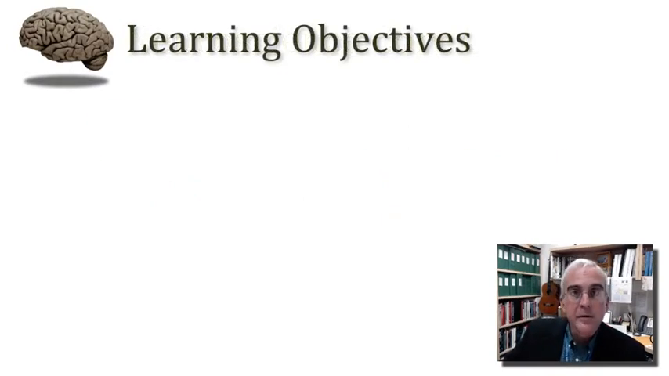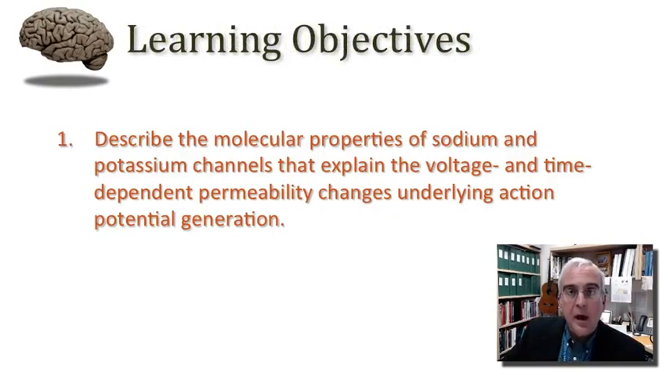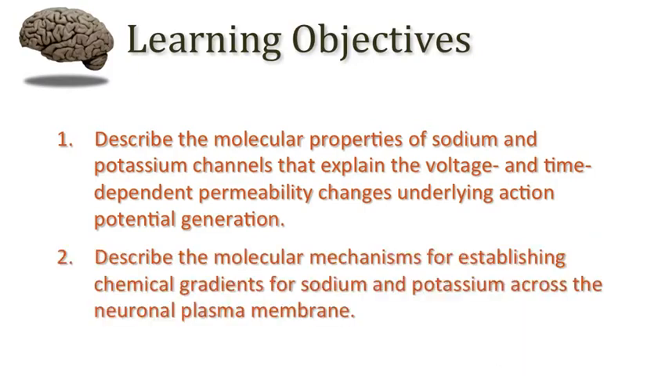Well, for today's session, we have some learning objectives. I want you to be able to describe the molecular properties of sodium and potassium channels and understand and recognize how these properties explain the voltage and time-dependent permeability changes that underlie the generation of action potentials. And secondly, I want you to be able to describe the molecular mechanisms that establish the chemical gradients for these important ions, sodium and potassium, across the neuronal plasma membrane.